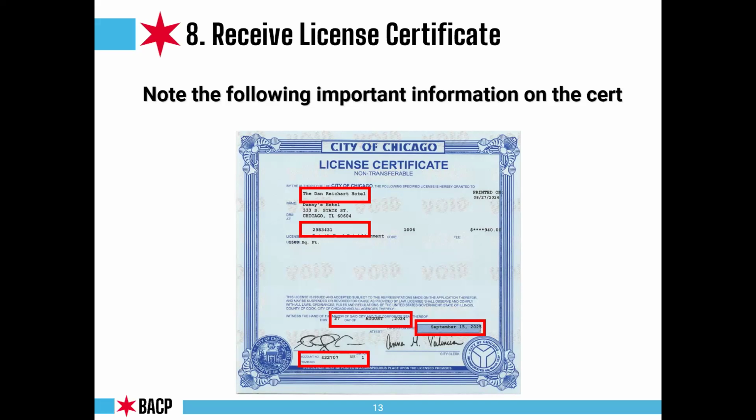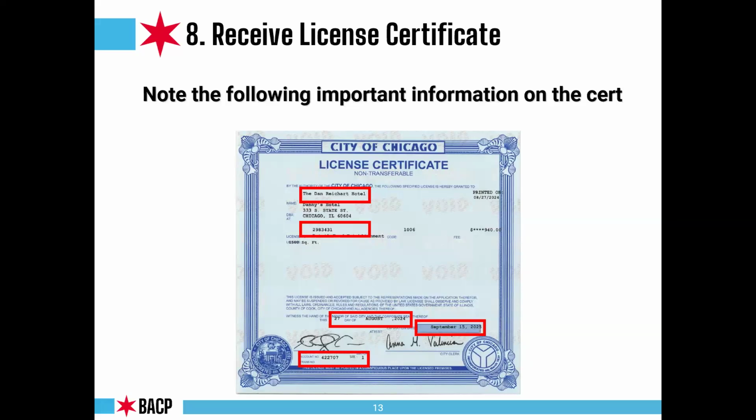But what you want to keep top of mind is the account number that's listed at the bottom. This is a key identifier of your relationship with the city. So where you see the number 422707, that's really the number that you want to always keep in mind, always have readily available, especially when you're going to conduct or engage in any sort of activity that has to do with your City of Chicago license.